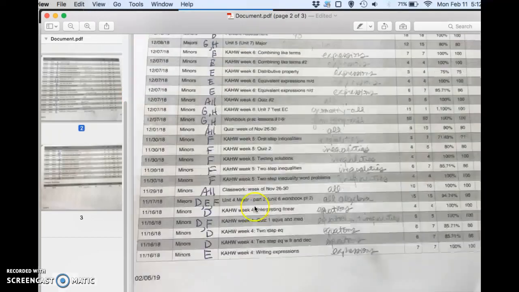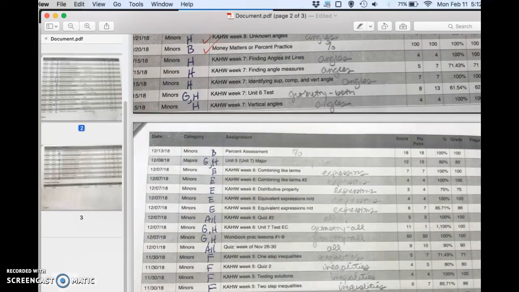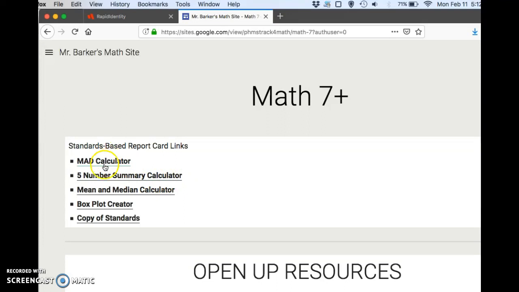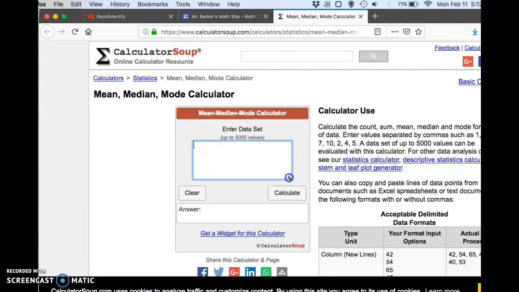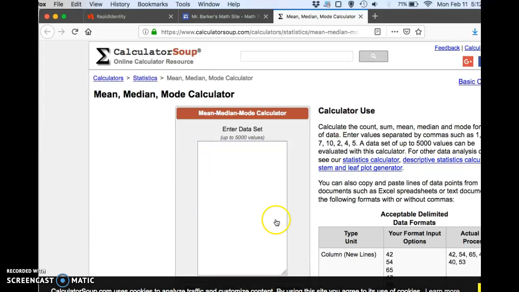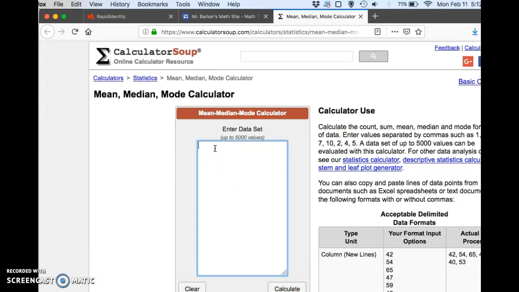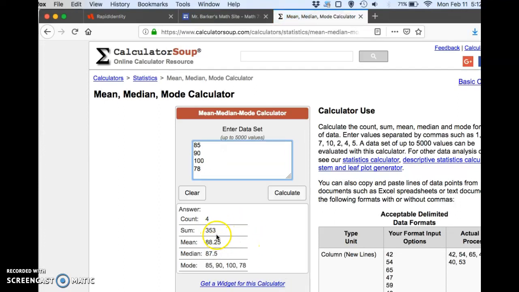Now I'm not going to go through and key in all of these minor grades for you, but if you wanted to, you could go here to the mean and median calculator, and this will show up. And see how I'm going to drag this down? You can do that, and then key in the numbers like 85, 90, 100, I'm just making things up here, then click on calculate, and you will get the mean and the median, actually. And in this instance, there is no mode.